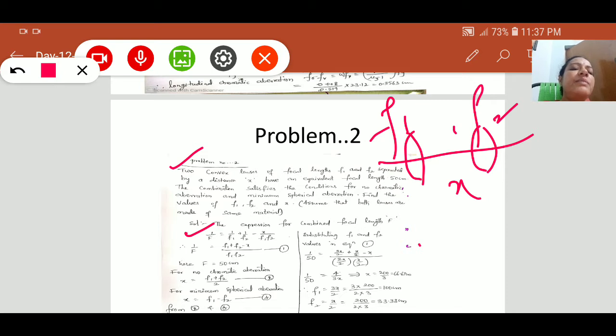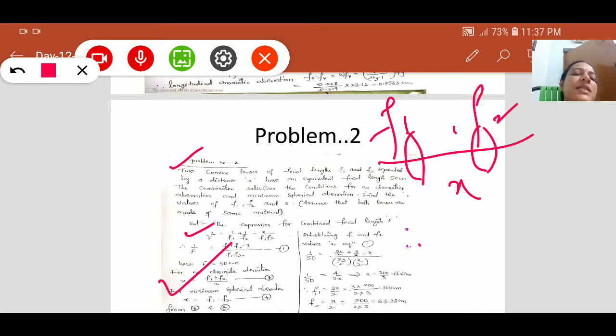Therefore, 1 by f can be written, by taking the LCM, as f1 plus f2 minus x by f1 f2. Say this is the first equation. Here, the combination's focal length f is 50 centimeters. For no chromatic aberration, the distance must be equal to the average of their focal lengths, that is, x must be equal to f1 plus f2 by 2.